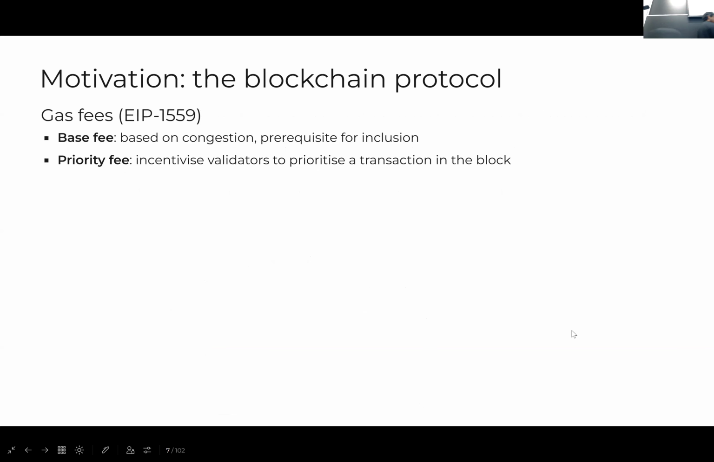When you send a transaction to the blockchain, you pay what's called the gas fee. And the gas fee has two components. One is the base fee. The base fee is given by the blockchain protocol. It's based on congestion, but it's based on a rule. If you don't pay the base fee, you're not even considered to be executed in the next block. The second component is the priority fee. The priority fee is important because it incentivizes validators to give priority to your transaction. And this is how it works.